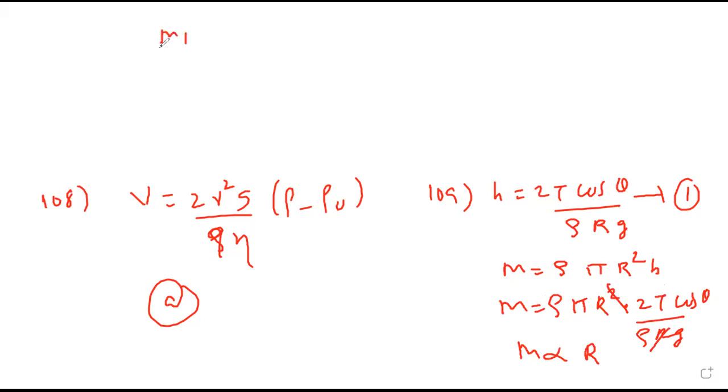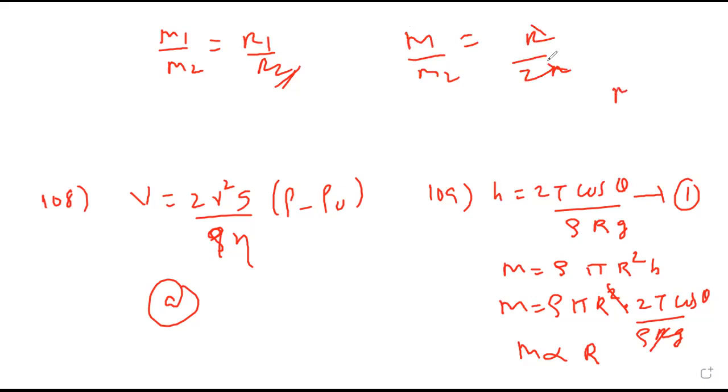So M1 upon M2 will become R1 upon R2. So when the tube is wider, it will rise more. Radius 2R, then how much? First it is M, second we have to calculate, the radius becomes 2R, therefore the mass rising will become 2M. Option C.